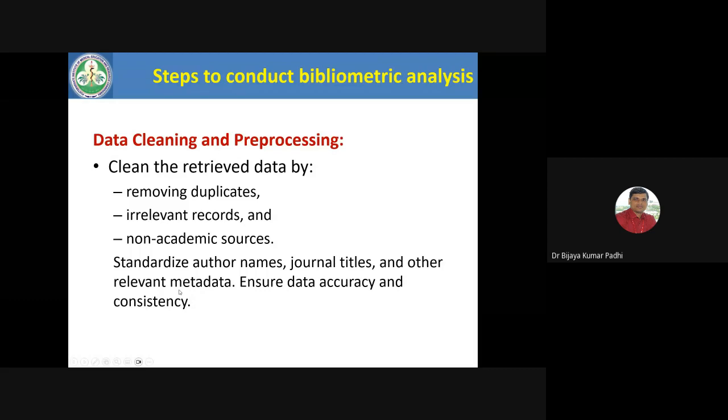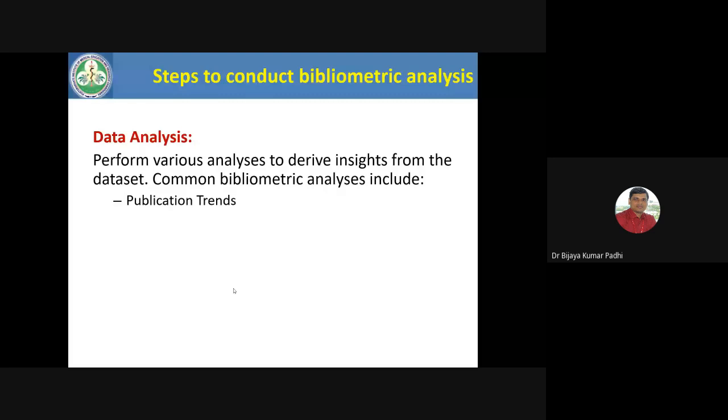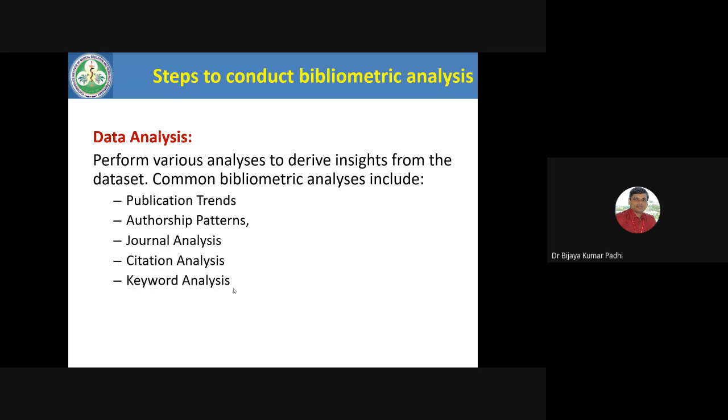Then the next step is data analysis: perform various analyses to derive insights from the dataset. Common bibliometric analyses include publication trend, authorship patterns, journal analysis, citation analysis, keyword analysis, co-citation analysis, and bibliographic coupling. So these are various types of analysis that are possible using the software. In R, everything is possible, whereas in VOSviewer, no, you cannot do all these points.